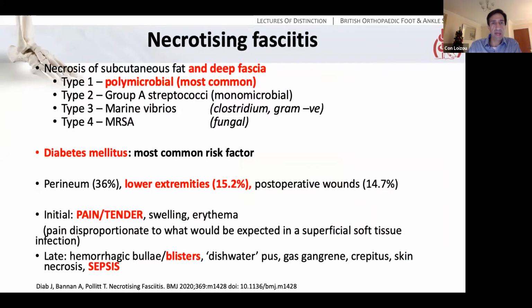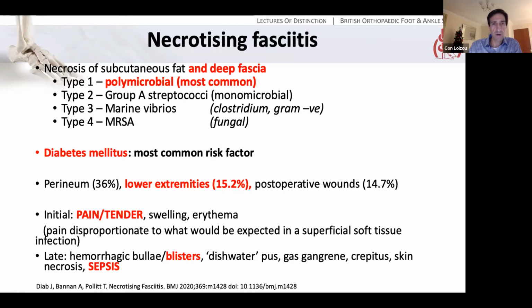Next, we have a life and limb-threatening soft tissue infection that affects the fat and deeper layers and deeper fascia, and sometimes the muscle as well, and that's known as necrotizing fasciitis. The most common type is type 1, which is polymicrobial. Type 2 is monomicrobial and is usually group A streptococci. Beware of types 3 and 4. Miller mentions marine MRSA, whereas in some literature it's Clostridium, gram-negative, and fungal.